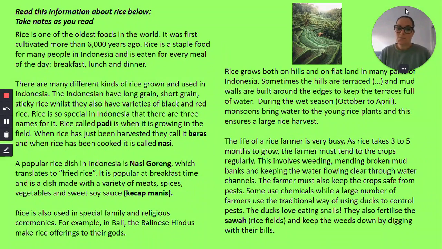The farmer must also keep the crops safe from pests. Some use chemicals, while a large number of farmers use the traditional way of using ducks to control the pests. The ducks love eating snails. They also fertilise the sawah, which are the rice fields, and keep the weeds down by digging with their bills.